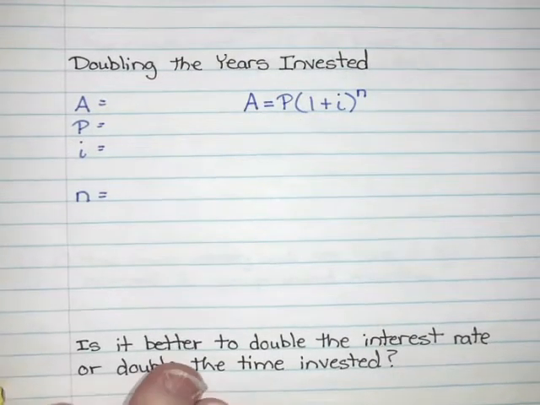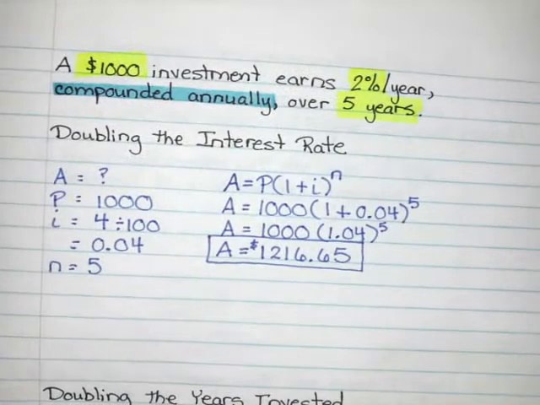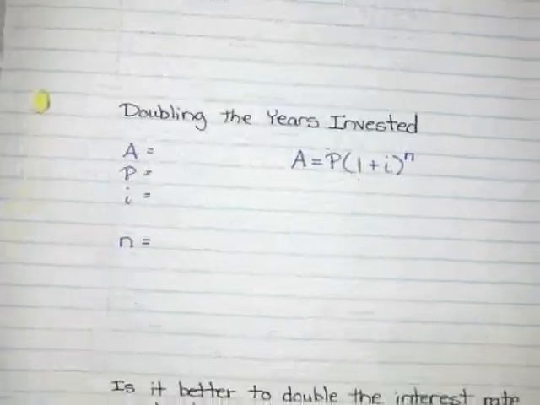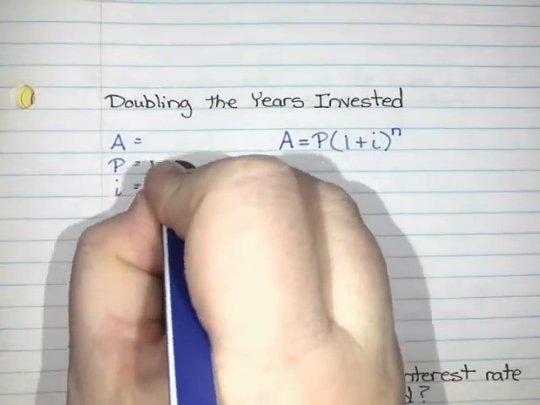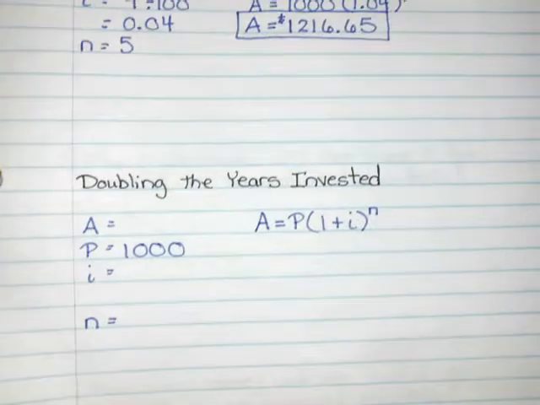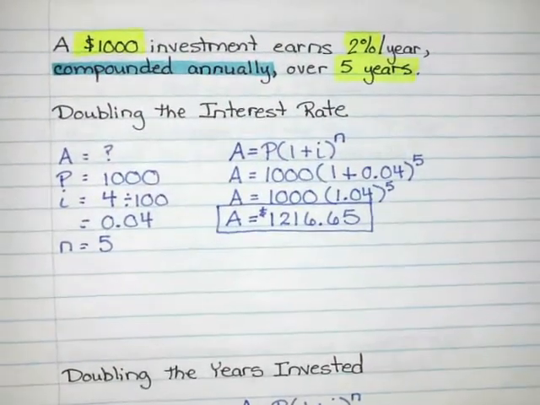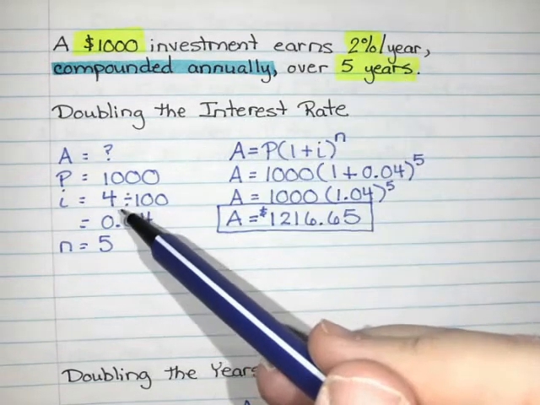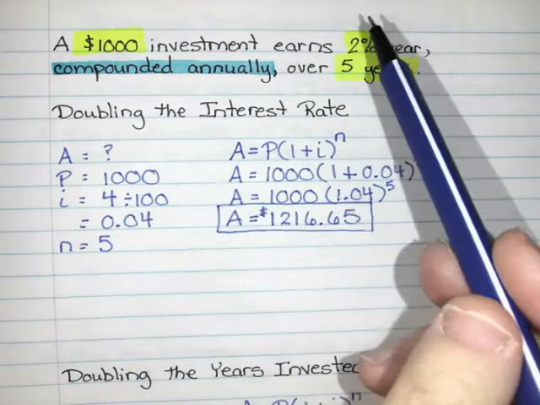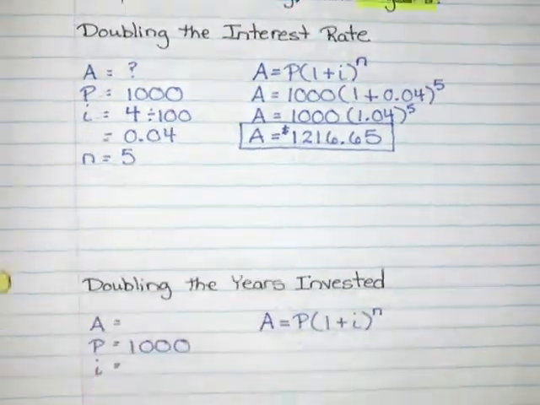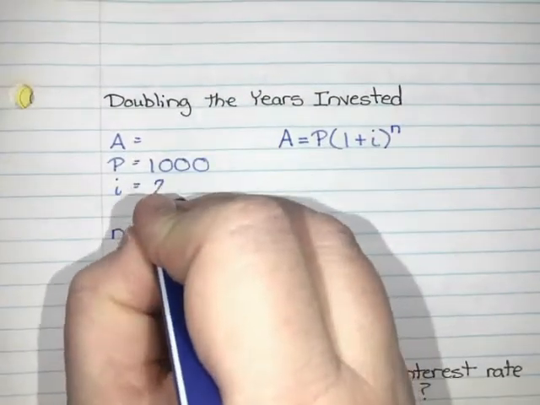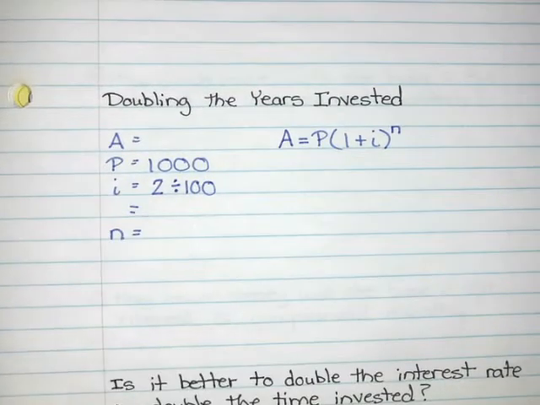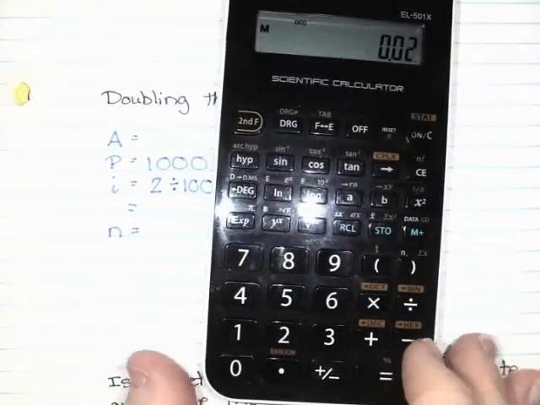Okay, so when we look at the question again, that $1,000 is our starting amount or our principal. So that's P. So P is $1,000. Now it says our interest rate is 2% per year. Now in the previous one where we doubled the interest rate, we multiplied that by 2 to use 4%. But this time we're interested in doubling the time, so we're going to leave it as 2%. So I'm going to write 2, but I have to divide it by 100. So 2 divided by 100 is 0.02.